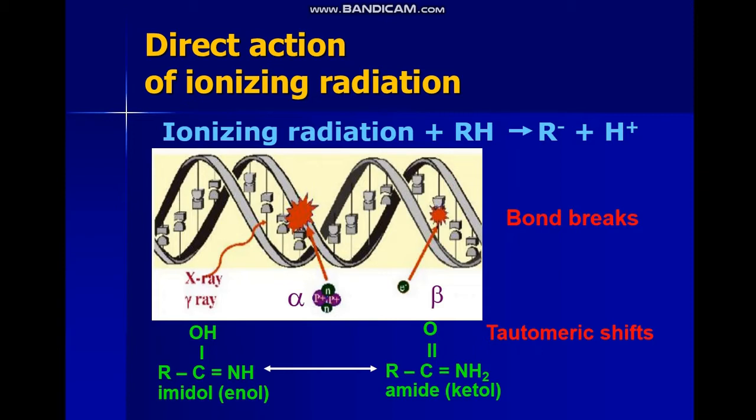occurrence due to the small size of the target. The diameter of the DNA helix is only about 2 nanometers. It is estimated that the radiation must produce ionization within a few nanometers of the DNA molecule in order for this action to occur.